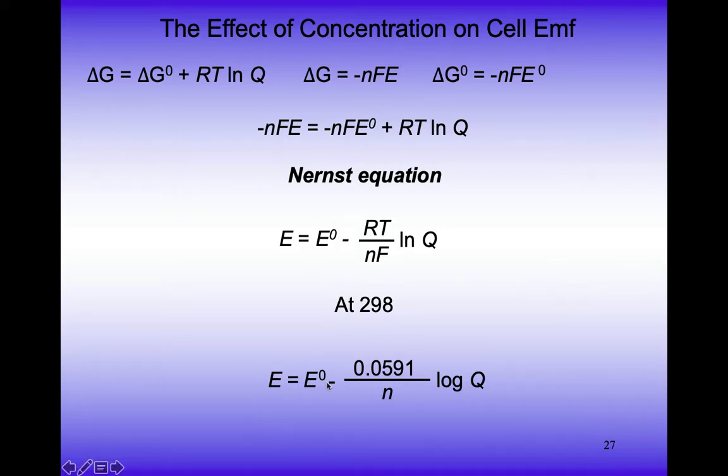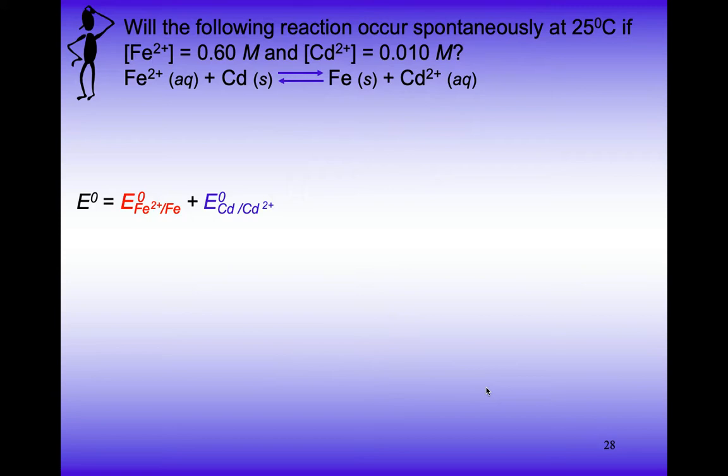So really what we're looking at here is how the standard cell potential changes when we have changing concentration. That Q, remember, is your reaction quotient, products over reactants raised to the power of their coefficients. So if we're not at 1 molar and we have different concentrations, what's the new cell potential going to be? This next example problem shows that.